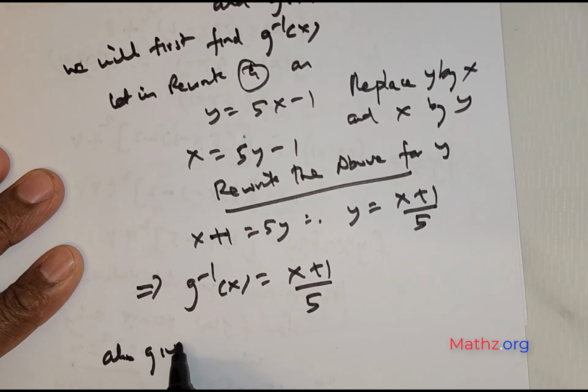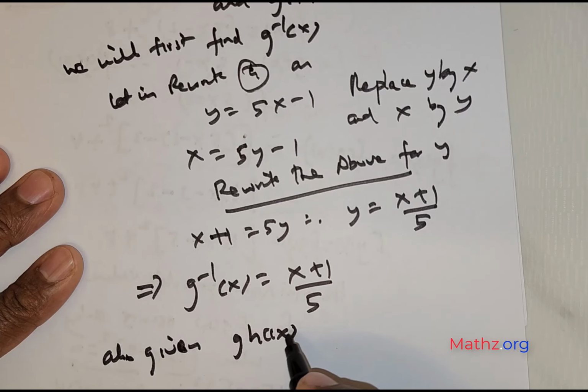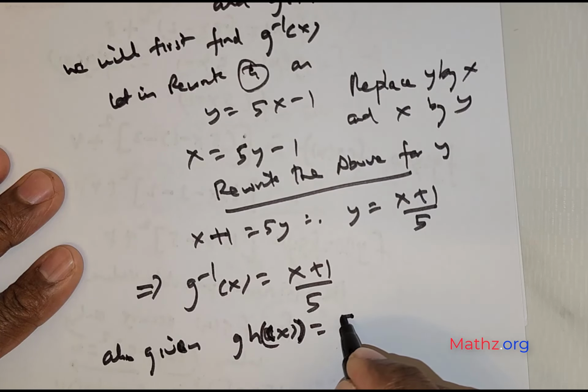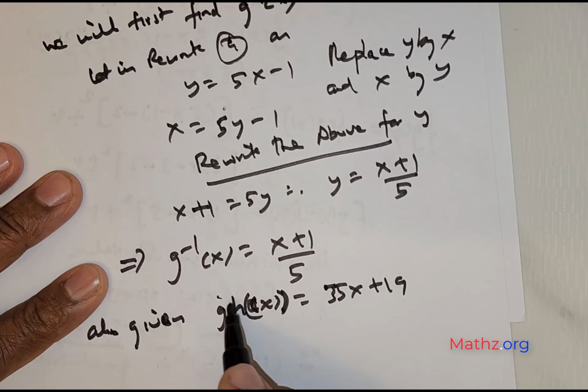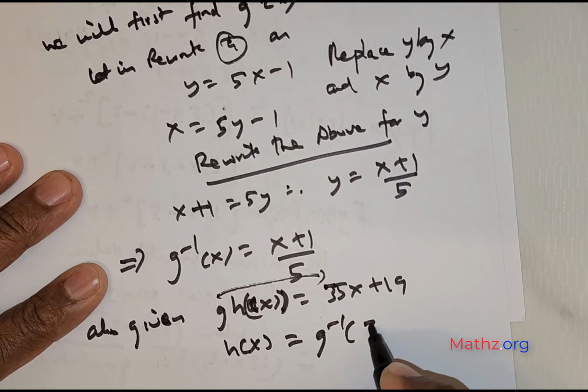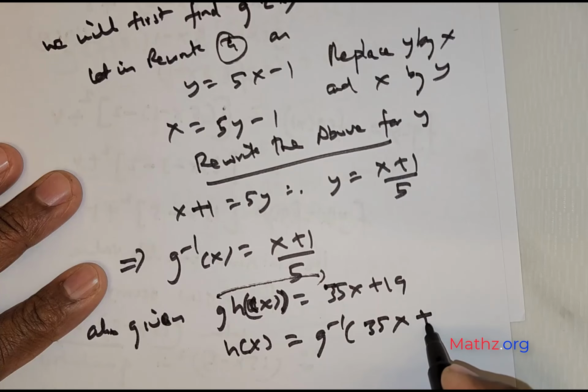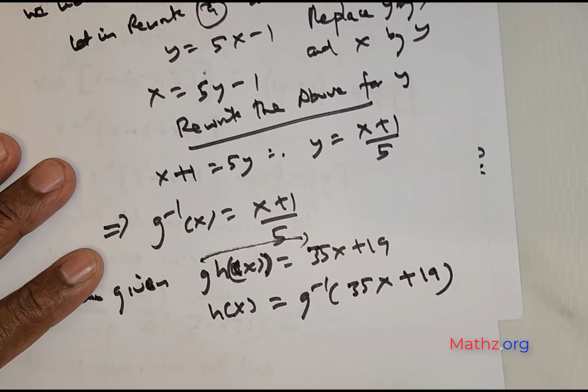Now also given, what is given? gh of x. Okay, gh of x is equal to 35x + 19. So if I were to move this g to the other side, I would have g inverse of 35x + 19. This is what I would get.